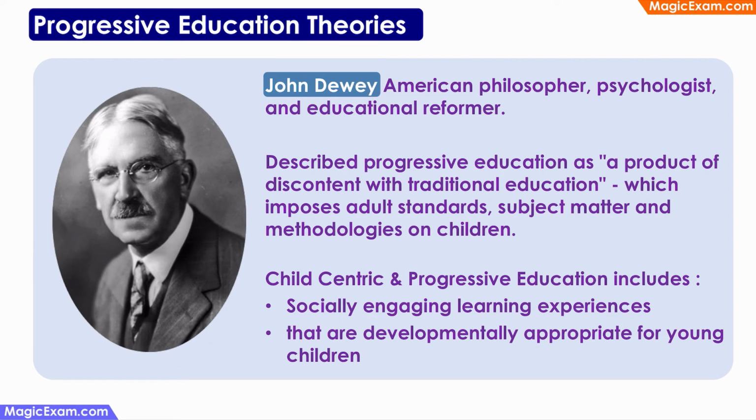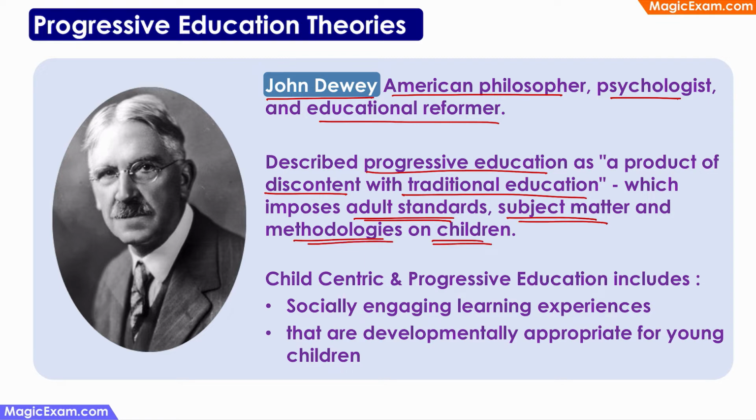The next theory that we will look at was developed by John Dewey. Dewey was an American philosopher, he was a psychologist and an educational reformer as well. Dewey says that the progressive education system developed as a result of the discontent with the traditional education system, because the traditional education system tries to impose adult standards, adult subject matter and adult methodologies on children, and it doesn't work effectively. He says that progressive education must be child-centric and it should have a lot of socially engaging learning experiences, because children learn a lot through these social interactions or collaborations.